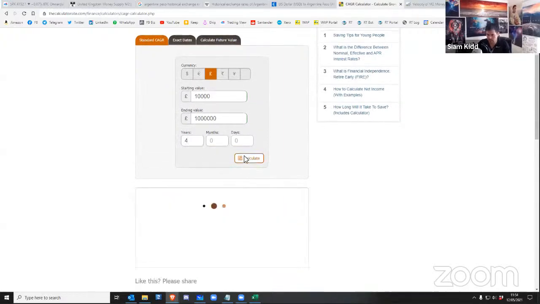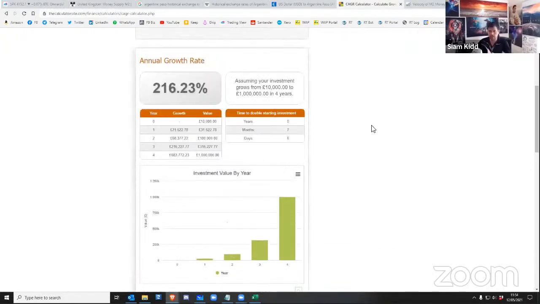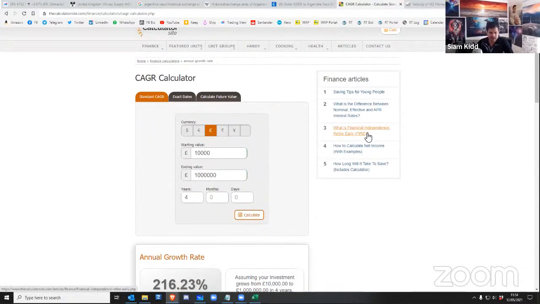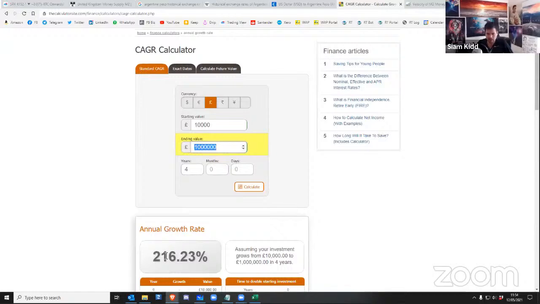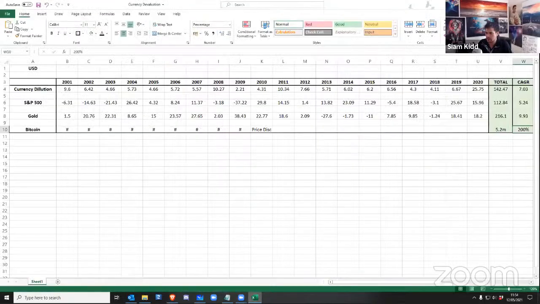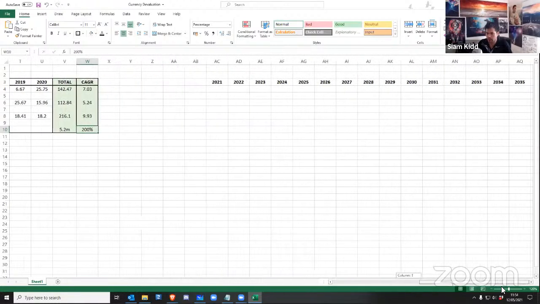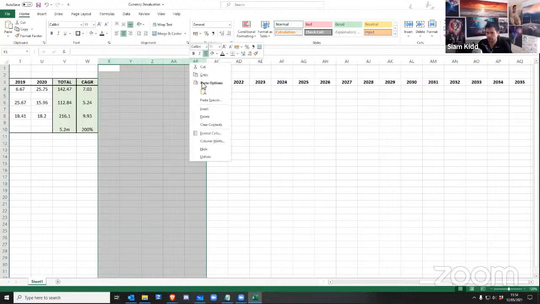Okay, to work out the growth of that, it's like going from a standing start of having a net worth of £10,000 and going to £1 million net worth in 4 years. That's the sort of growth Bitcoin has done. Now, I haven't had time to extrapolate this, but what do you think is going to happen in the future?